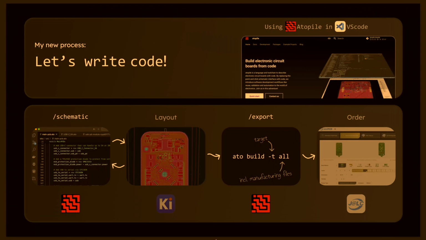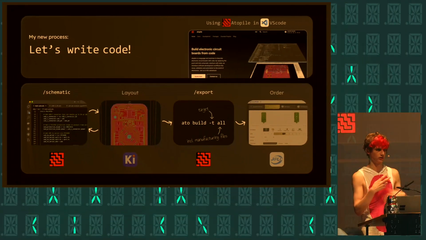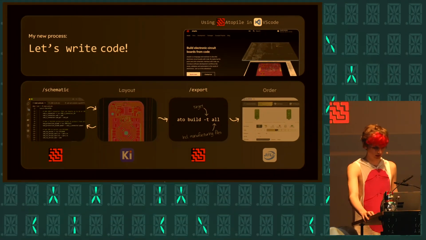So let's see how the process actually changes when it comes to creating a schematic with Atopile. It's not actually replacing the full PCB design workflow; it's really focusing on the schematic. Instead of creating a schematic in a visual overview, you create it in the code editor of your choice, for example Visual Studio Code. Then you export a netlist file, which you just import into KiCad, and then you do your regular PCB layout process.